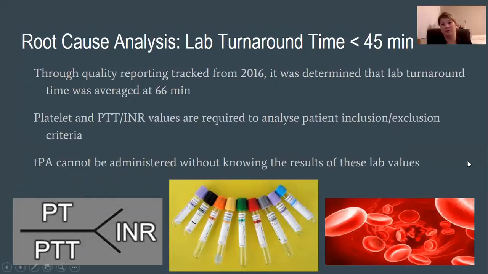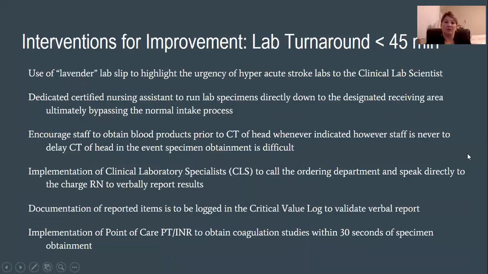TPA can't be administered without knowing those results. So interventions to improve lab turnaround time, we've implemented a lavender lab slip instead of the current yellow lab slip. Lavender indicates to the lab technician that this is an acute stroke, that everything else should be put down, and that the stroke labs are taking precedence because, again, time is brain. There's a dedicated certified nursing assistant that has been implemented to run the lab specimen down directly to the lab technician, bypassing the normal intake process.